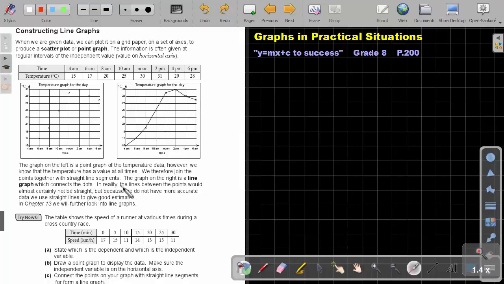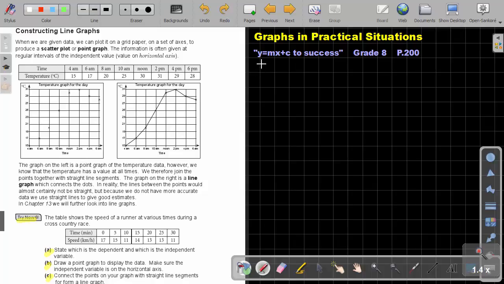In reality, the lines between the points would almost certainly not be straight. But because we do not have more accurate data, we use straight lines to give a good estimate, a more or less value. In chapter 13, the last chapter, we will look further into line graphs. I want you again to stop the video and do Try Now 6, and as soon as you are finished, you can continue with the video.